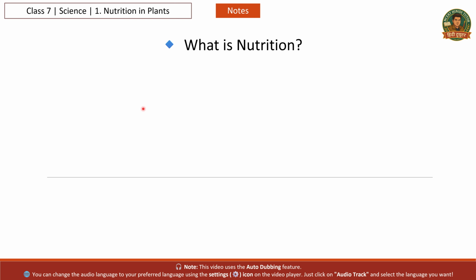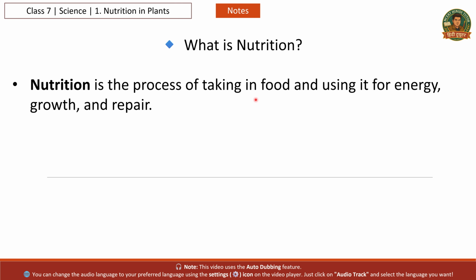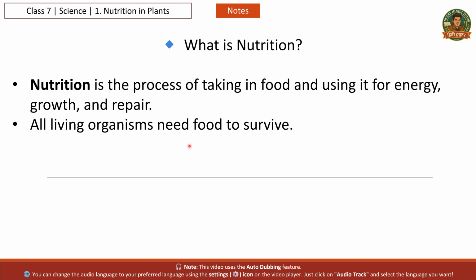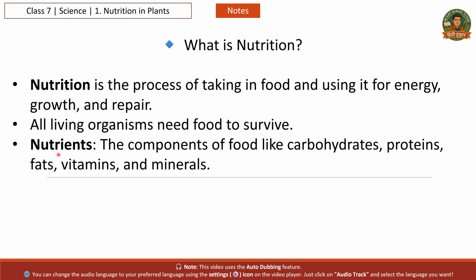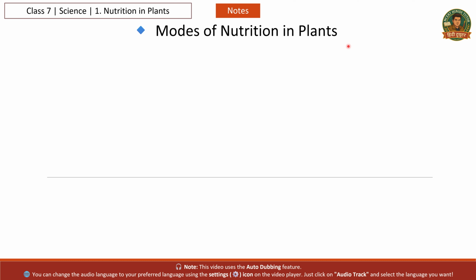What is nutrition? Nutrition is the process of taking in food and using it for energy, growth, and repair. All living organisms need food to survive. Nutrients are the components of food like carbohydrates, proteins, fats, vitamins, and minerals. Modes of nutrition in plants.